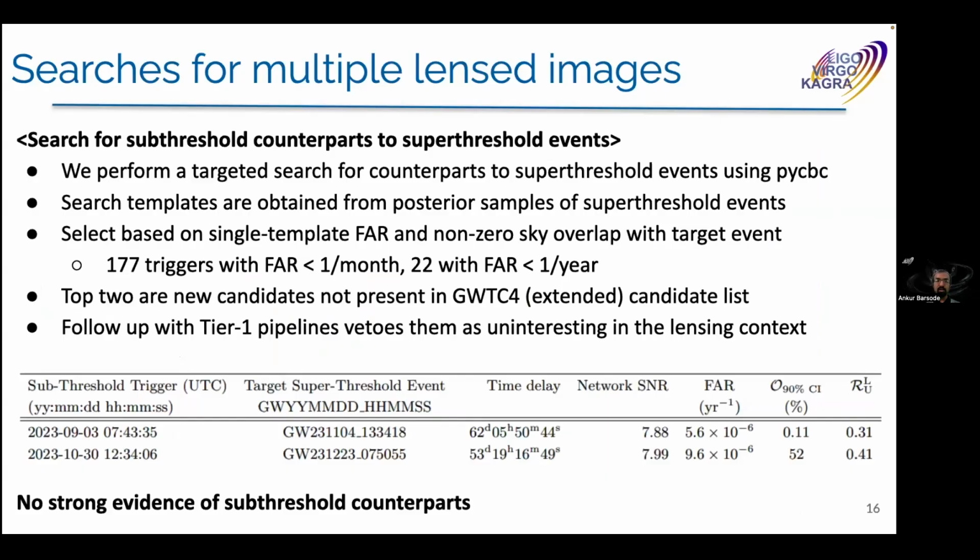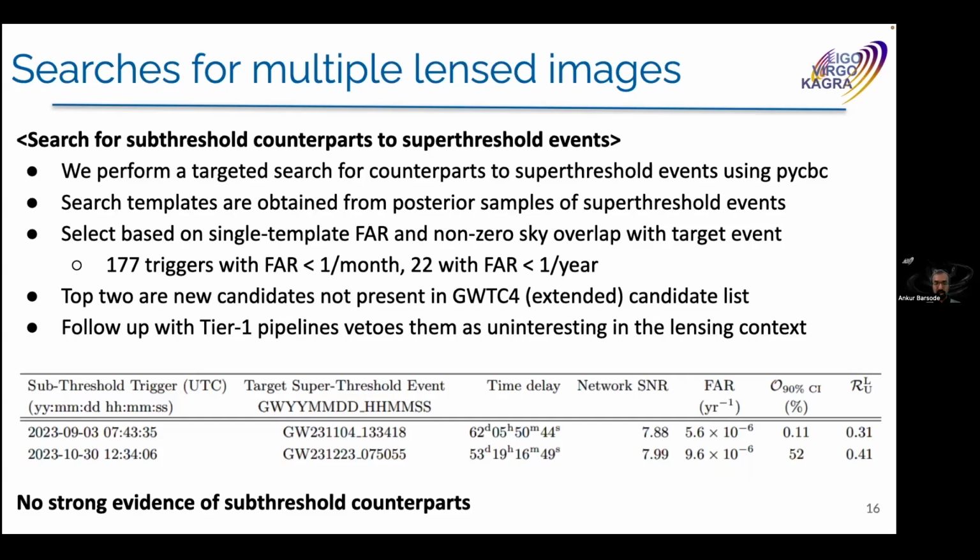This is done using a targeted search using the PyCBC pipeline. Search templates are obtained from the posterior samples of super threshold events, and we then select triggers based on a single template FAR, and an additional constraint that the subthreshold image has to have some non-zero overlap with the target event. With this cut, we find 177 triggers with FAR less than 1 per month, of which 20 are with FAR less than 1 per year.